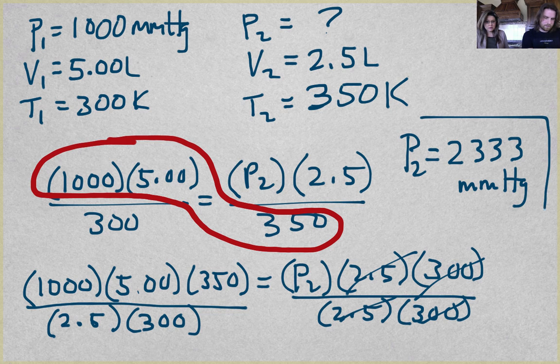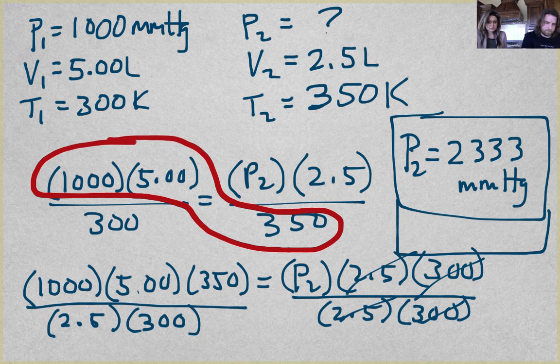And what if we had asked for the answer in atmospheres? Well, you solve for it in millimeters of mercury, and then all you have to do is convert millimeters of mercury to atmospheres. So you divide it by 760. It's 3.07 atmospheres. To give you a reference to how high that pressure is, 3.07 atmospheres is about 3 times the normal pressure.